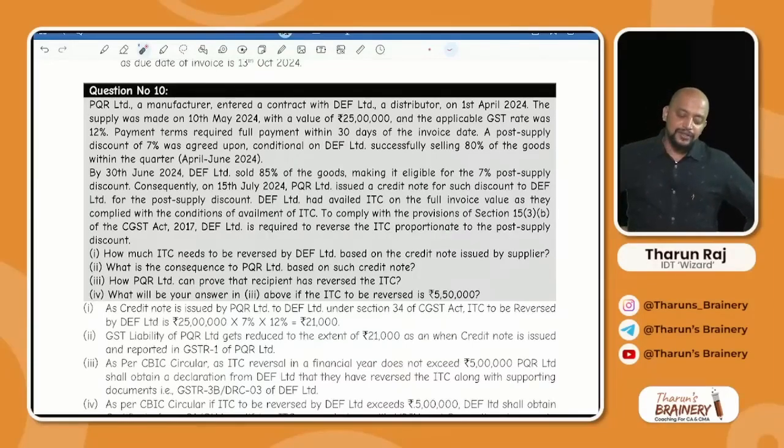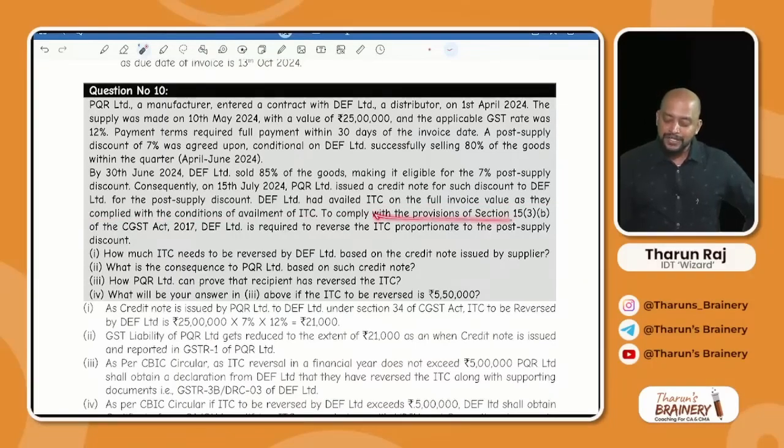By 30th June 2024, DF Limited sold 85% of the goods. So you are eligible for the 7% post-supply discount. Consequently, on 15th July, PQR Limited issued a credit note for such discount to DF Limited. DF Limited had availed ITC on the full invoice value as they complied with the conditions of availment of ITC.